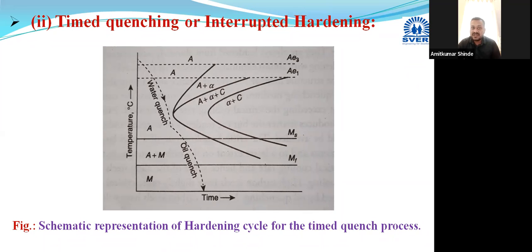Okay, so this is the second type of quenching. If you have any doubt in these two types, please ask me. You can put that in the chat box. If all points are clear, please mention that in the chat box, and I will move towards the next type.